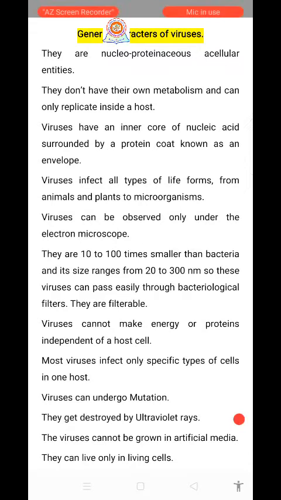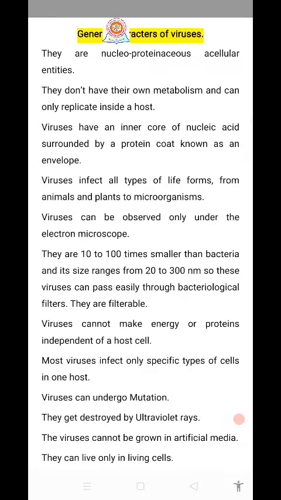Most viruses infect only specific types of cells in one host. So viruses are host specific. Another important property of the viruses is that viruses can undergo mutation. So the viruses are very dangerous to life.